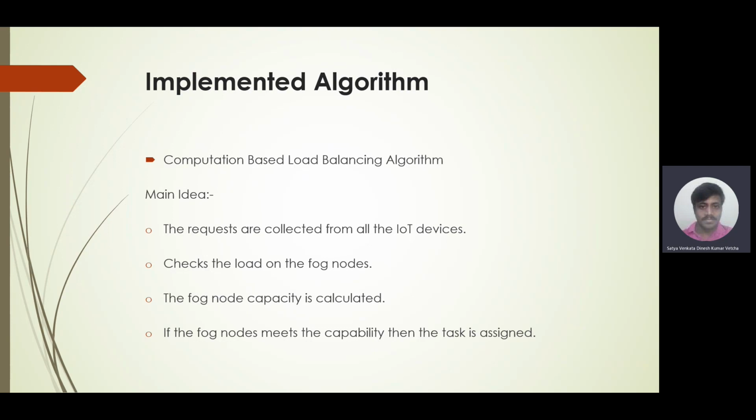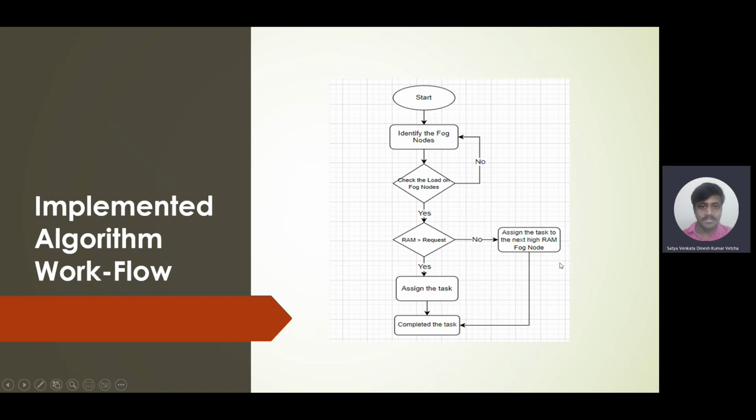My implemented algorithm is a computation-based load balancing algorithm. In that, the requests are collected from all IoT devices. The main idea is that first of all, it will collect the requests from the users, and it will check the load. This is the flow chart. I will explain: the requests are collected, and it will check the connected fog nodes, and it will check the load. If it is not overloaded, it will check for the capacity.